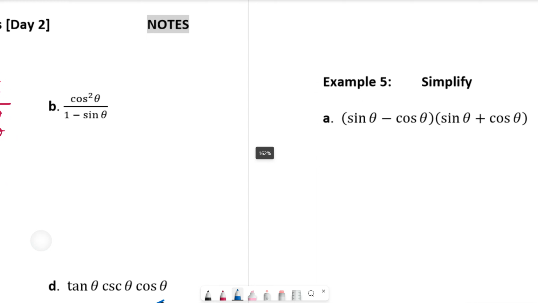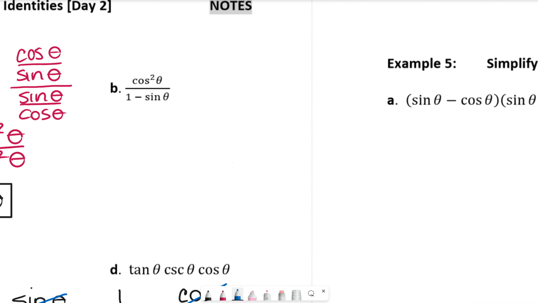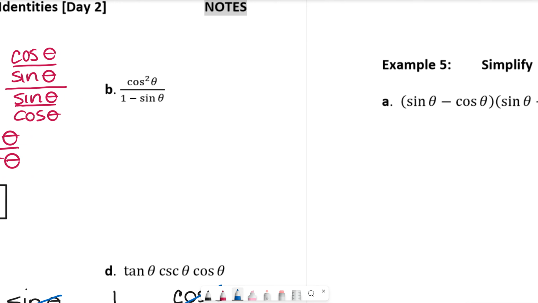So let's look at part B. Part B has cosine squared theta over 1 minus sine theta. If you look at your chart, cosine squared theta is the same thing as 1 minus sine squared theta. And I'm going to divide, bringing over the 1 minus sine theta, which is part of our problem. Now, these cannot cancel. Please don't attempt to cancel these because they are subtracting, in the numerator and the denominator.